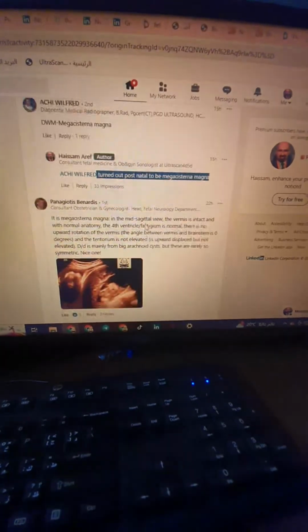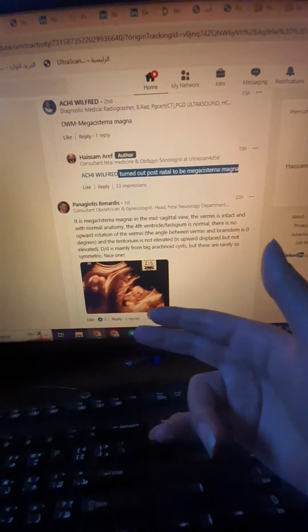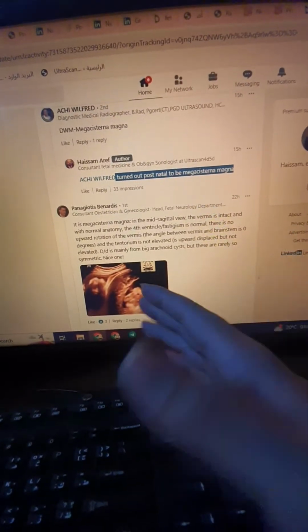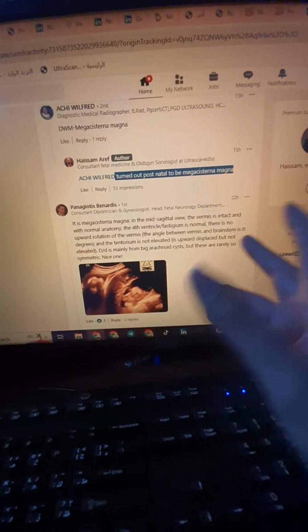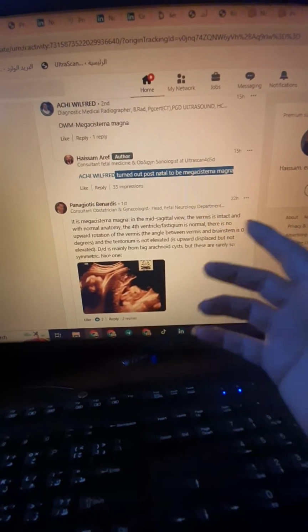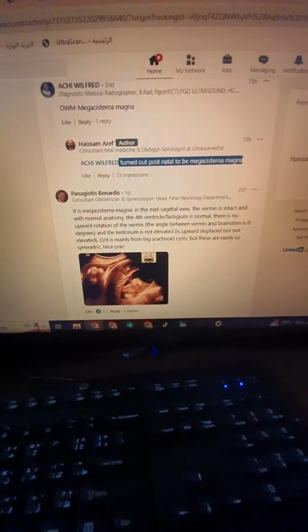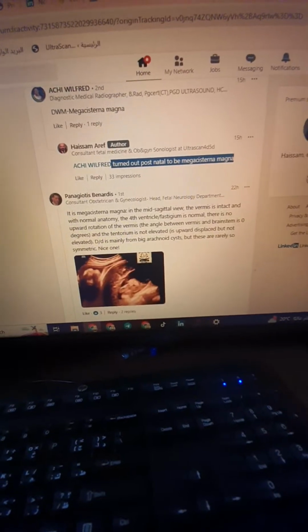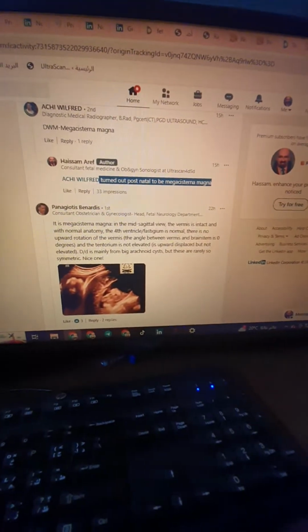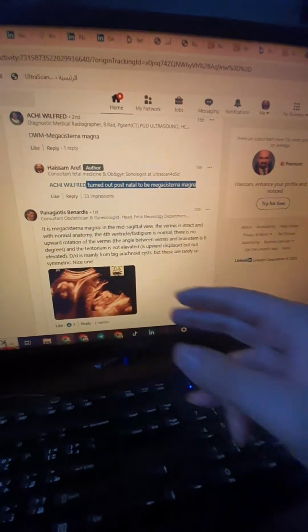It's mega cisterna magna by Dr. Panagiotis Bernardis, who is head of fetal neurology department, I guess, in Greece. It's mega cisterna magna, mid sagittal view, which I did put a lot of effort till I get the mid sagittal view. Thank you, Professor. The vermis is intact and is normal anatomy. The fourth ventricle vestigium is normal. No upward rotation, so the angle between the vermis and brainstem is 0 degree. The tentorium is not elevated, upward displaced but not elevated. So big arachnoid cyst, but the big arachnoid cyst will not come like this. The big arachnoid cyst is rarely symmetric like this. So it's a case of mega cisterna magna in this 4 or 5.